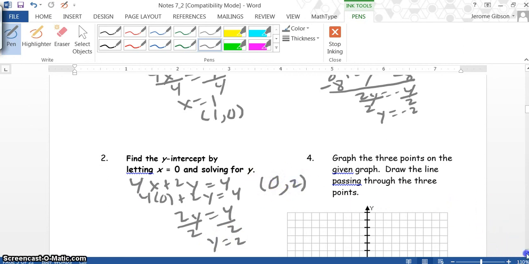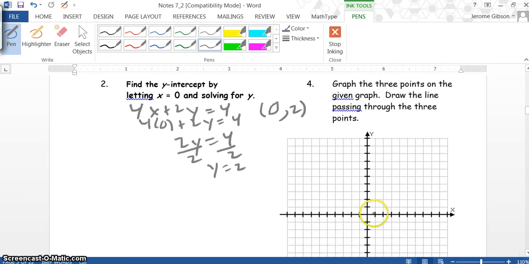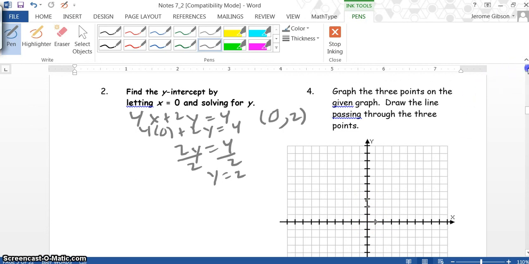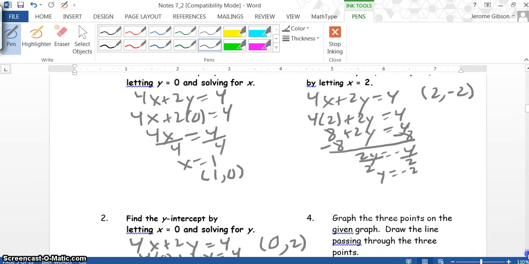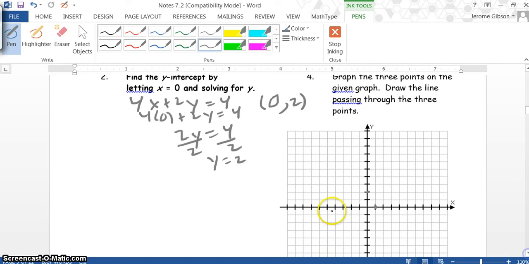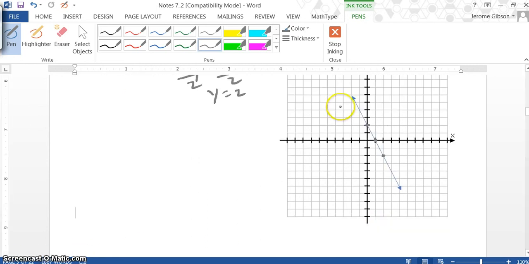So now we graph. Our x-intercept we know is 1, 0, so we'll go to the origin, go to the right 1, plot our point. Now the y-intercept is 0, 2. Stay at the origin, but we go up 2. And finally, our checkpoint ordered pair is 2, negative 2. So again, we start at the origin, we go to the right 2, and then we go down 2. And now we need to draw our line. And as you see, I took the liberty of drawing this line here.